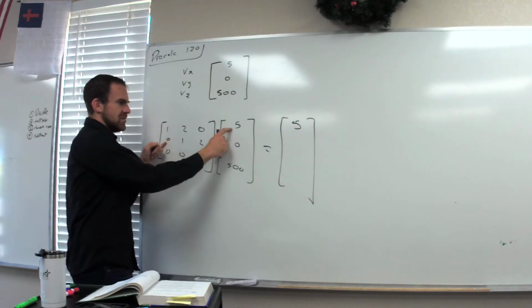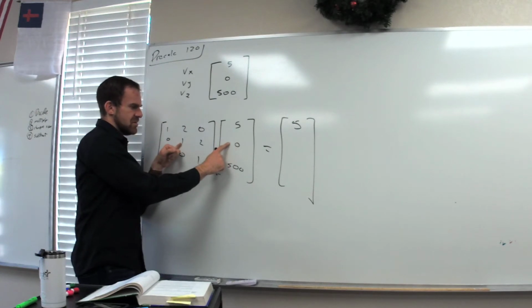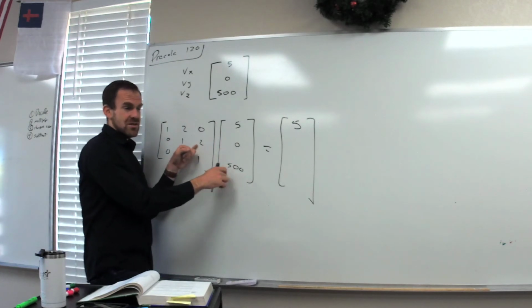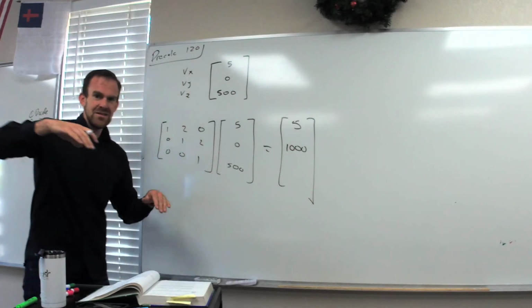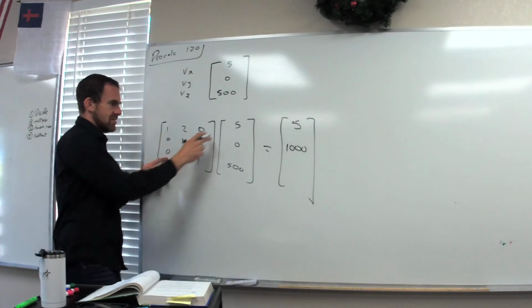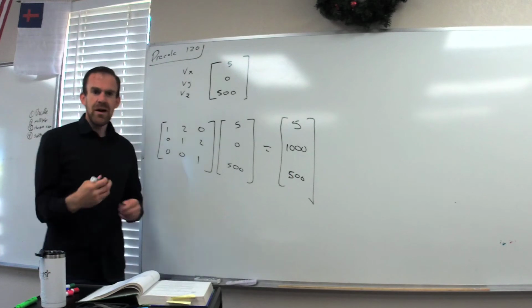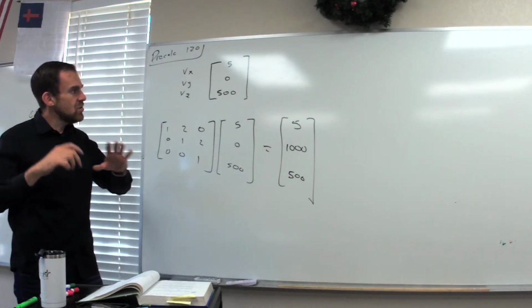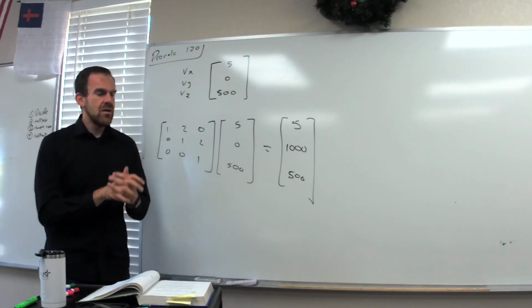Then I have 0 times 5, which is 0, 1 times 0, which is 0, 2 times 500, which is, whoa. So this means that thing is turning way up, right? And then 0, 0, 500. So we multiply matrices to use them to describe motion most often.